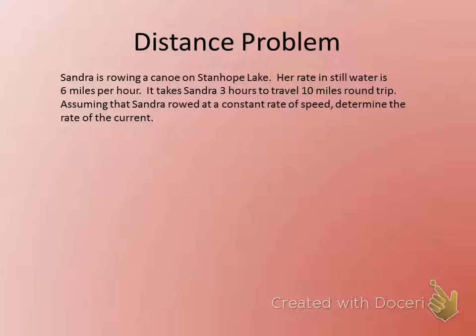Sandra is rowing a canoe on Stanhope Lake. Her rate in still water is 6 miles per hour. It takes Sandra 3 hours to travel 10 miles round trip. Assuming that Sandra rowed at a constant rate of speed, determine the rate of the current.